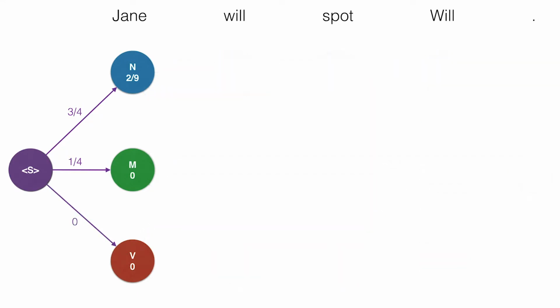So let's start from the left. The probability that the word Jane is generated by the path that ends at the top N node is the product of the probability of getting to that node from the start node, which is 3/4, times the probability that the node generated the word Jane, which is 2/9. This product is 1/6, so we'll record it. Likewise, the probability on the M node is 1/4 times 0, which is 0. And the one on the V node is 0 times 0, which is 0.